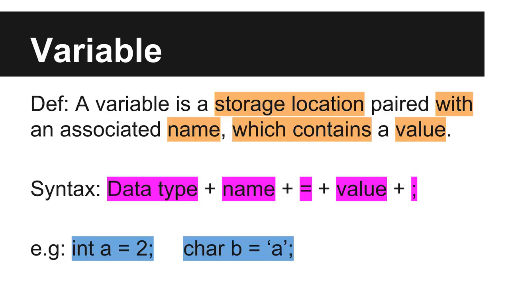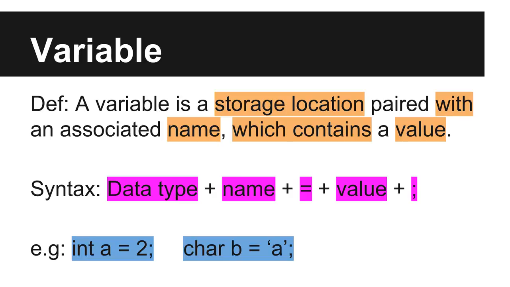A variable is a storage location paired with an associated name which contains a value. I will put it as simple as I can. A variable is just a place where we will store data. That's it. I will show you examples in code in a bit, so don't worry about that.